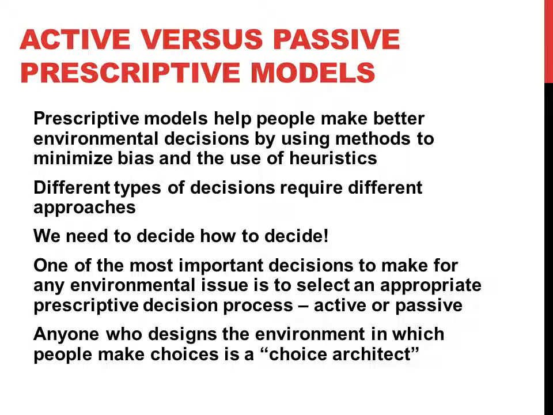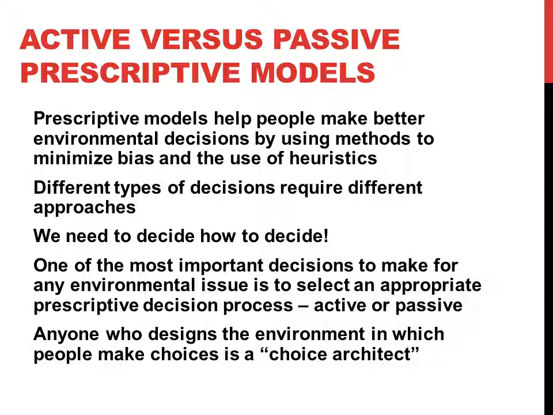As we talked a little bit about last week, the prescriptive models are different than the descriptive models in that prescriptive models provide a prescription or a set of tools and methods that help people make better environmental decisions. These tools and methods are hopefully going to minimize bias and also minimize the use of heuristics, or else are designed to include heuristics but for the benefit of the decision maker.